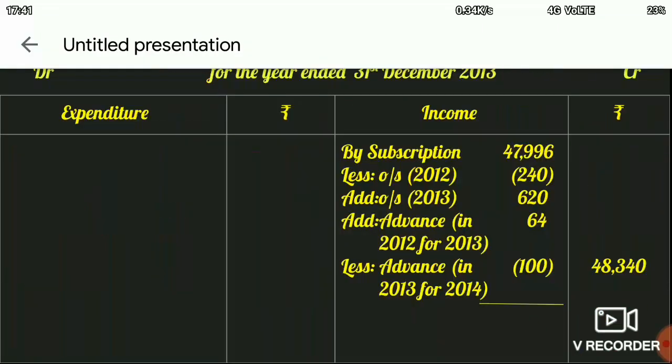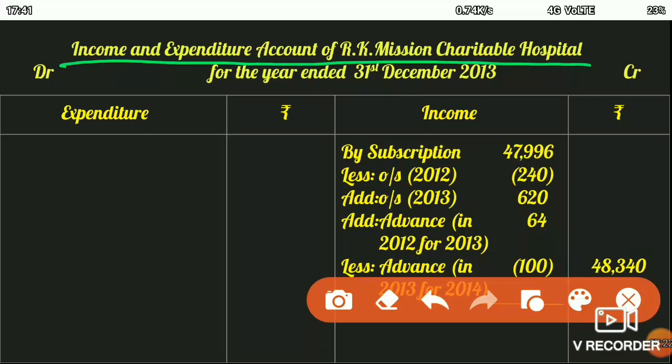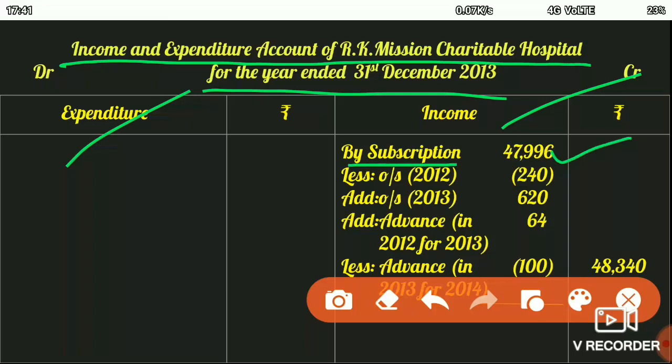So when we show this in our account, subscription will be shown in this way. First of all, you write income and expenditure account of Ramakrishna Mission Charitable Hospital for the year ended 31st December 2013. Then you write expenditure on the debit and income on the credit. Then you write by subscription from the receipts and payments. Total cash received is 47,996, out of which 240 belongs to 2012. So you subtract this. This is the outstanding of 2012, so you subtract it as less.